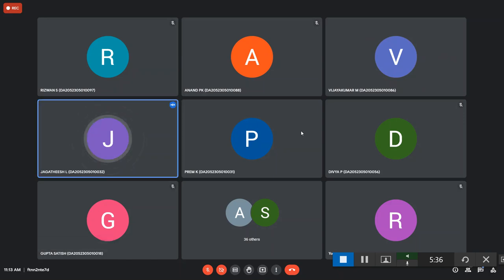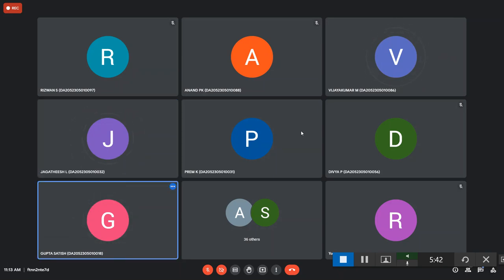So again the screen went off. I think he got disconnected.